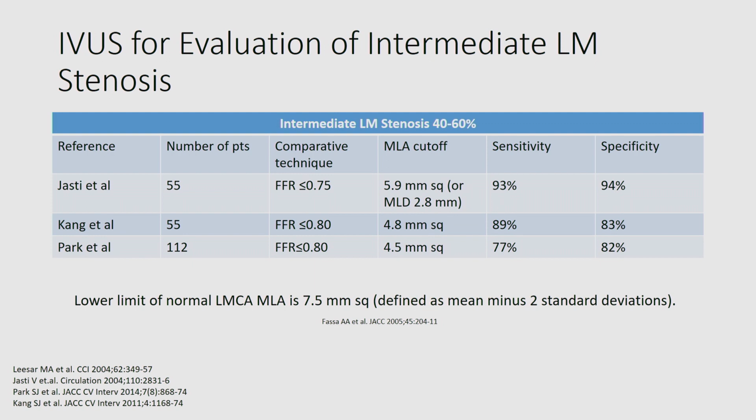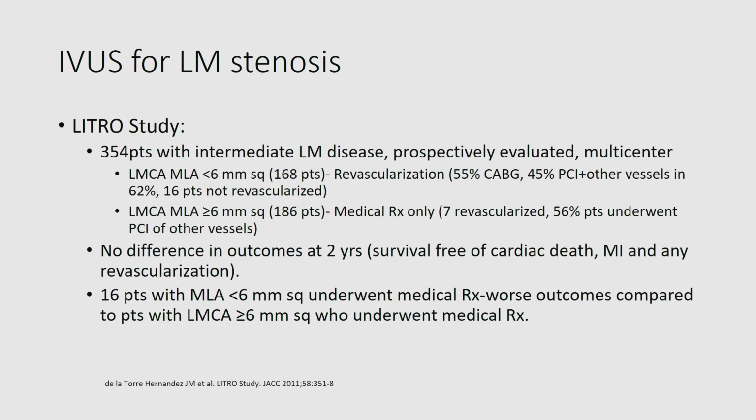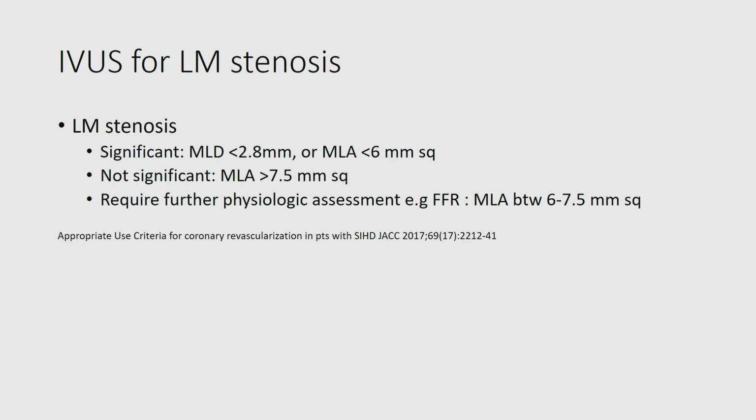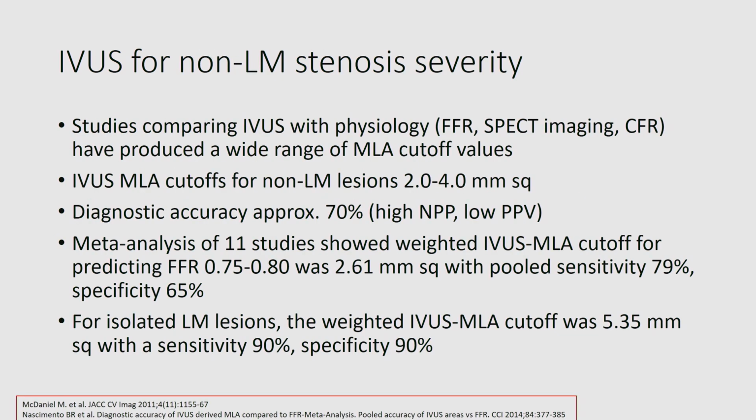And that is considered, even by the AUC, appropriate use criteria for stable ischemic heart disease. It's recommended that a left main stenosis on the IVUS is considered significant if the minimum lumen diameter is less than 2.8, or the minimum lumen area is less than 6, which is 5.9 or below. If the lumen area is more than 7.5, most likely it's not significant. And in between 6 to 7.5, you should consider some additional testing.